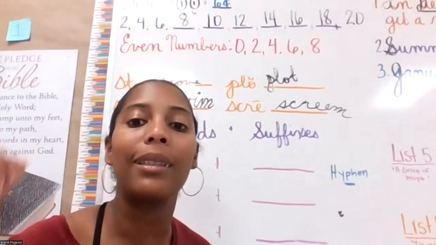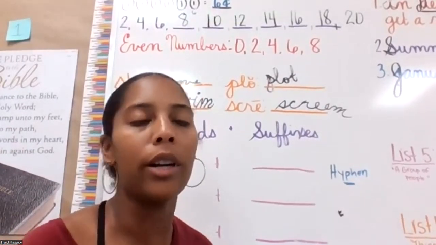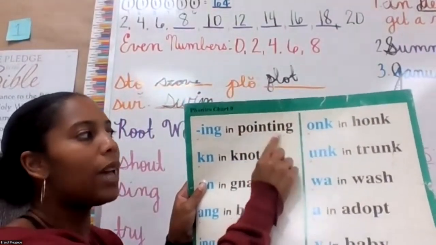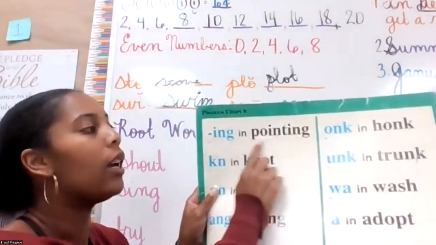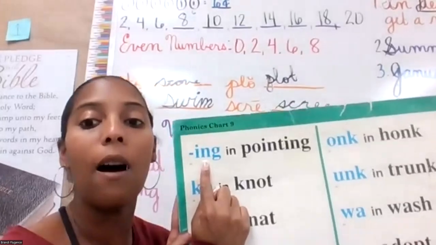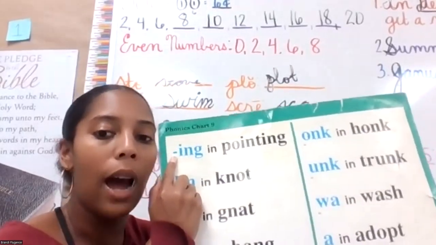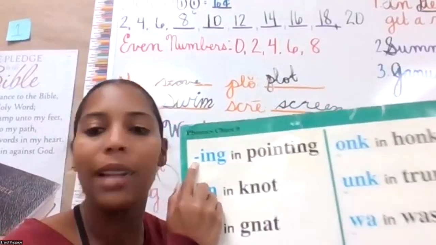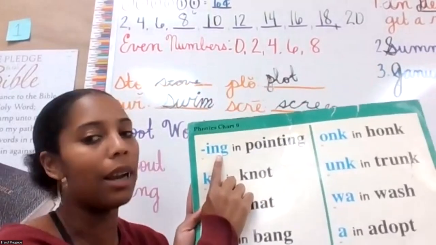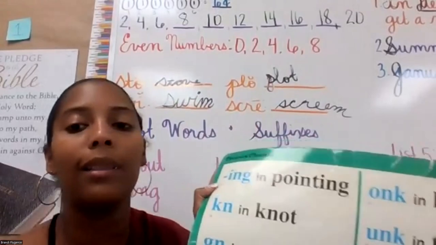Suffixes. They are called a suffix. A suffix is a word part you add to the end of a word. For example, like I just showed you, we have point, and then what did we add at the end? ing. That's because this ing is what we call a suffix. It is not a special sound, and we know that because of the hyphen. The hyphen is letting us know that it is not a special sound. Now, all of these are special sounds, but this is not a special sound. So this ing is what we call a suffix.